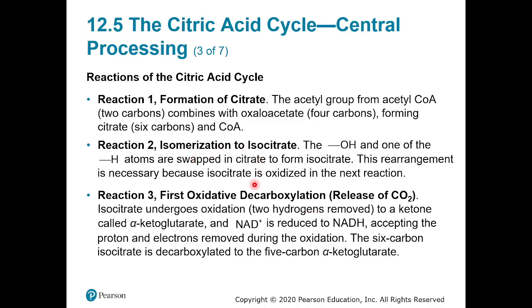So this is going to be step 3, reaction 3, which is going to be the first oxidation and decarboxylation, which is that release of the CO2. And so this will be your first release of CO2 in this pathway. And this is going to be an oxidation. It's going to take 2 hydrogens across that carbon-oxygen single bond away, and that's going to give you the ketone. That ketone there is called alpha-ketoglutarate. This is an oxidation step, so you're going to have something that's reduced. And so NAD plus is going to be reduced to NADH.